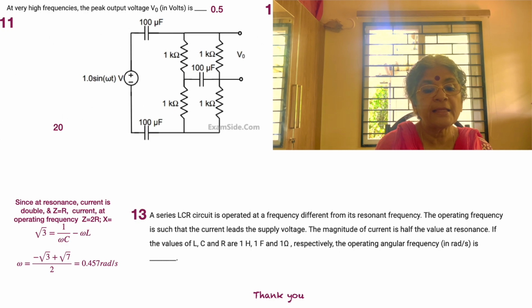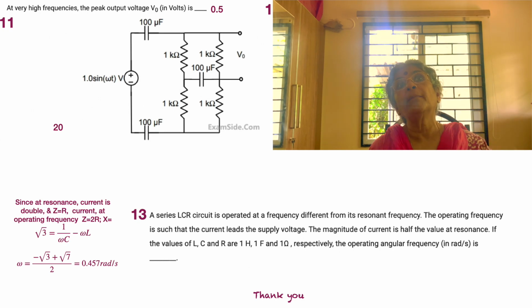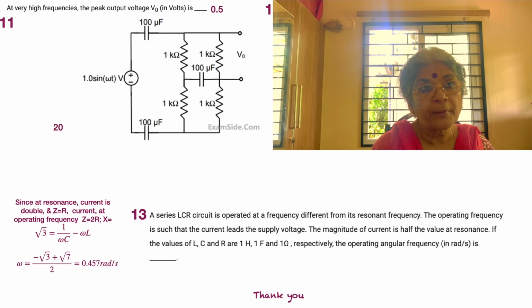We have to realize that when resonance was happening, the impedance was equal to R. But now the current at the operating frequency, which is not the resonant frequency, is half, or in other words, the impedance has doubled. So the new impedance at the operating frequency is going to be 2R. So that's one part.